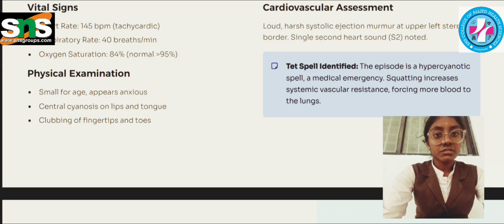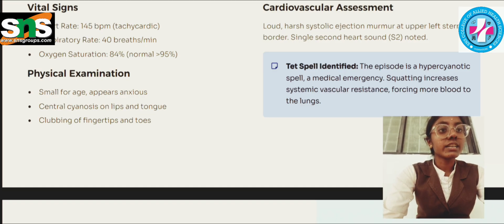Physical examination: small for age, appears anxious, central cyanosis on lips and tongue, clubbing of fingertips and toes. Cardiovascular assessment: loud harsh systolic ejection murmur at the upper left sternal border. Second heart sound S2 is single.